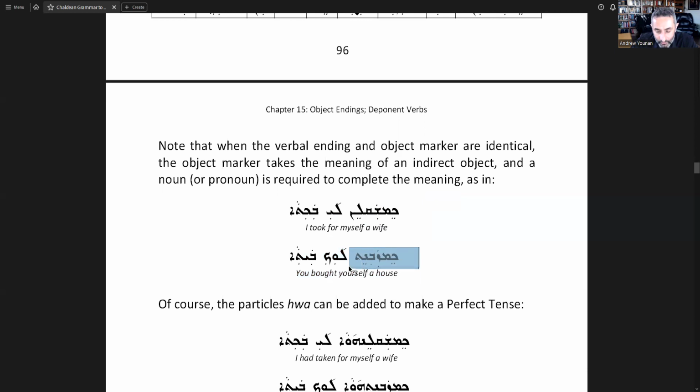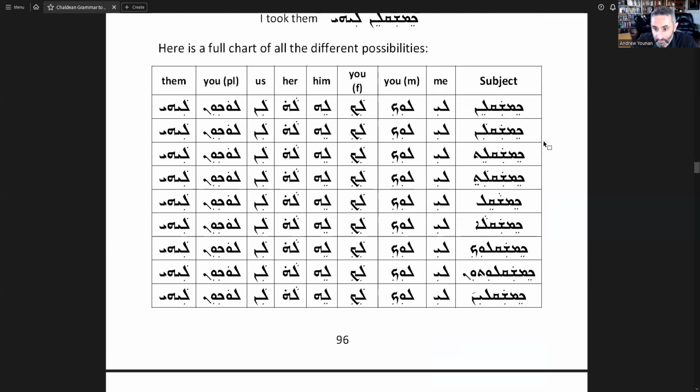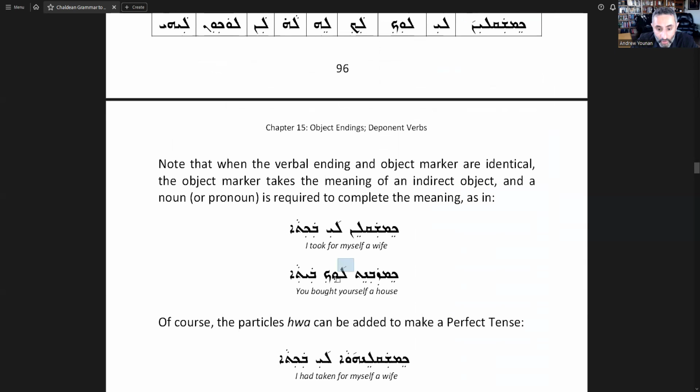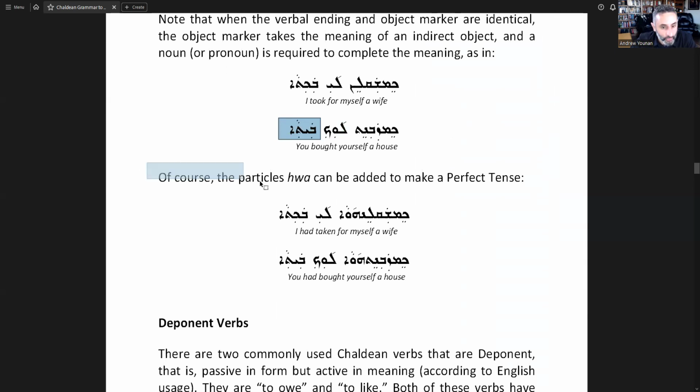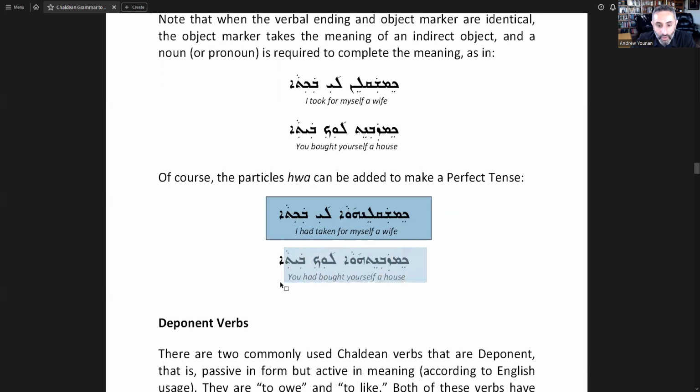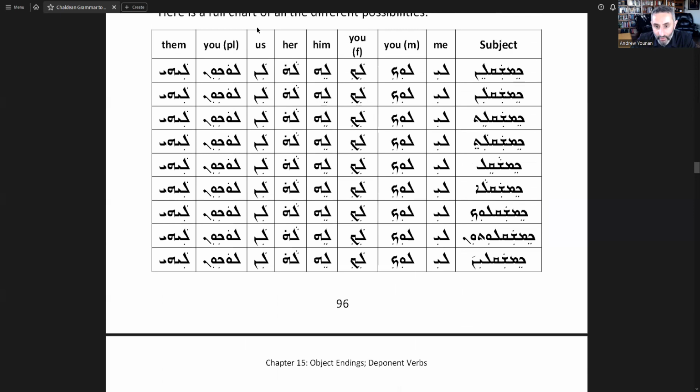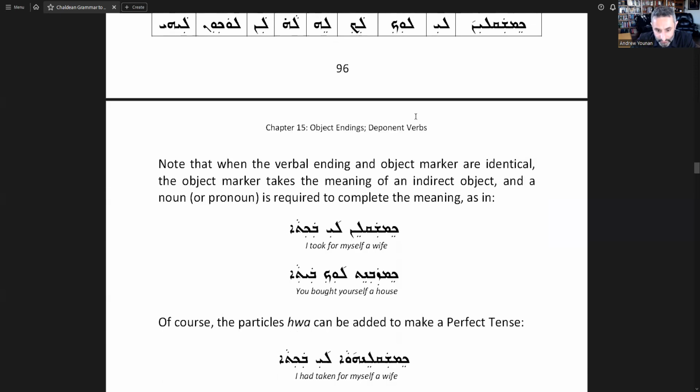Kim zonit, so that's second person. Kim zonitluch, you bought yourself betha, a house. Kim zonittuch betha. Of course, you can add hua to make a perfect. Kim shaqlin wali bakhta. I had taken. Kim shaqlin wali. Kim zonit waluch betha. You had bought yourself a house. Or you can put a wa in any one of these combinations.